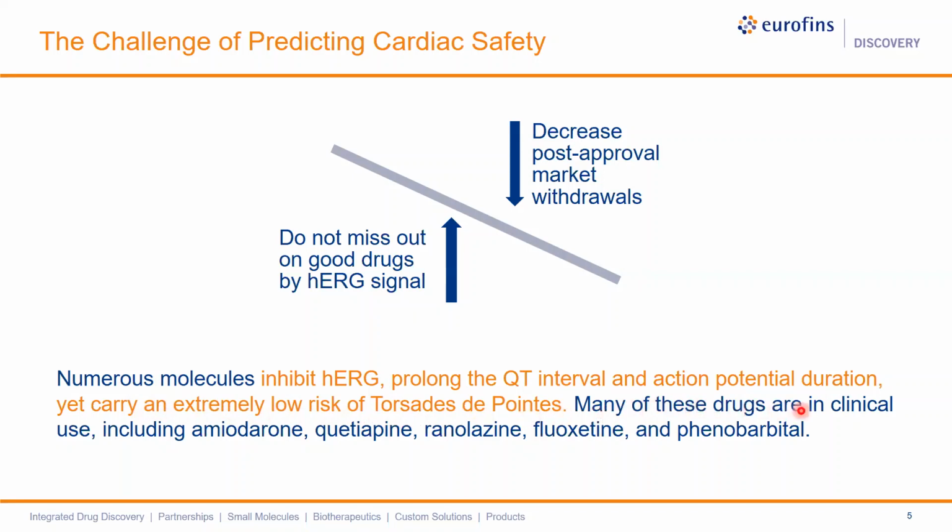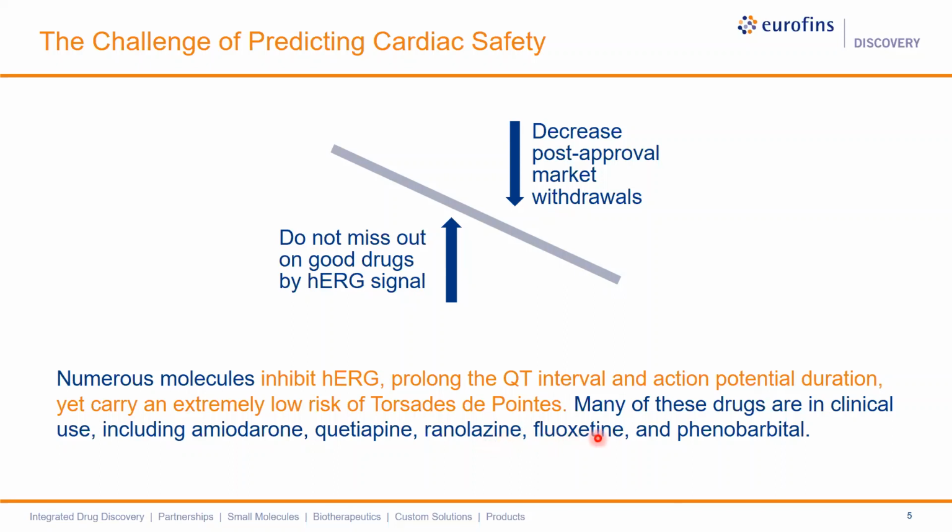Many of these drugs are in clinical use as we speak, including amiodarone, quetiapine, ranolazine, fluoxetine, and phenobarbital. The ranolazine and fluoxetine block sodium late current and calcium current in addition to the hERG current. So if you just use the guidelines that were introduced in 2003, fluoxetine and ranolazine will fail by just looking at the hERG signal.